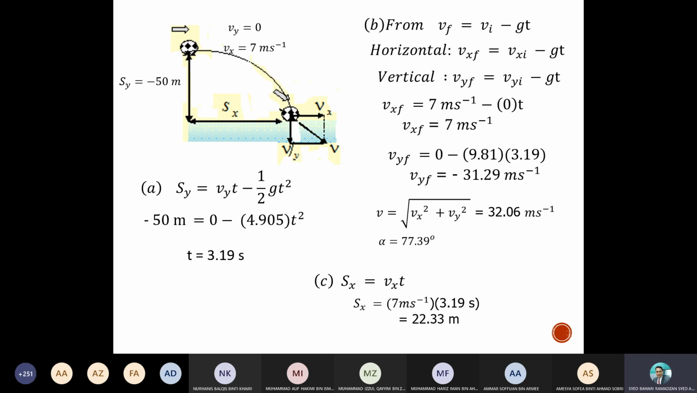Okay, kita dah mention tadi. Saya dah banyak kali mention. Dan dapat the angle is inverse tan of V final Y per V final X. Dah ada dalam lecture note. Okay, you can look from the lecture note. Okay, any question lagi before?